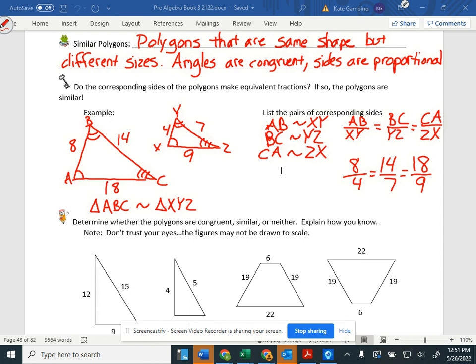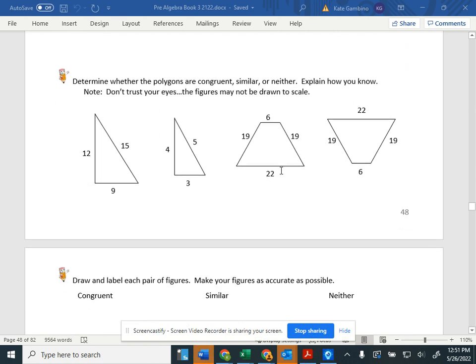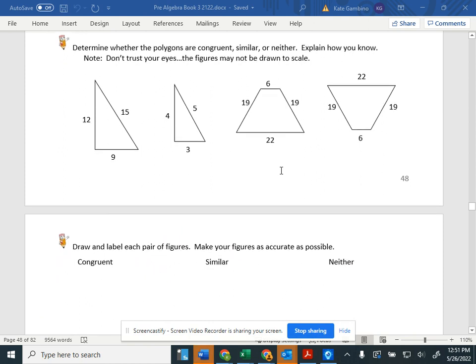So let's look down at the bottom of this page. I'm going to scroll up. Determine whether the polygons are congruent, similar, or neither. So, do they have to be looking identical to be congruent or similar? Could we have something turned and it still be congruent? Yeah, because we've talked about the flips and the slides and all of that. It doesn't have to be facing the exact same way. You have to match up sides and angles.